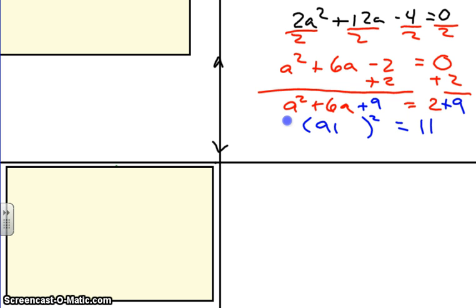Good. Okay, so we achieved the goal of getting this squared term. And now what do we do to both sides? Good, square root. So we end up with the beautiful little a plus 3, so easy. And square root of 11 to the 10ths would be what? Do you have that?